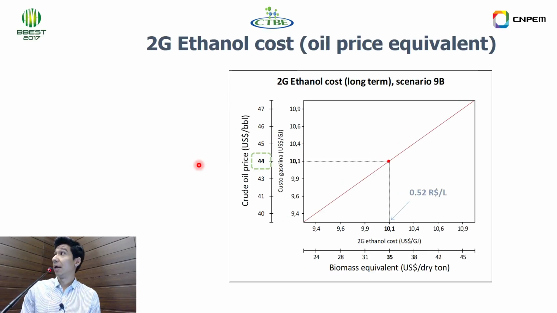Nobody knows actually. In the future scenario, after the end of the second generation learning curve, if we obtained a cost of second generation around 0.50 reais per liter, of course for the reference date of 2014, then that would be equivalent to saying that my second generation ethanol would be competitive even in a scenario of $44 per barrel oil price, which is good, and which is actually the figure we see right now.